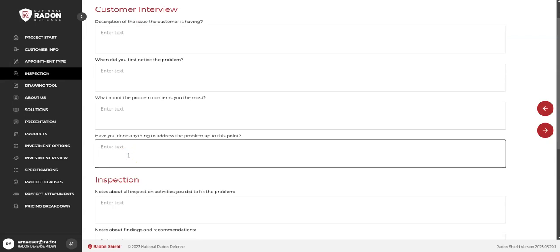And then you're going to say, have you done anything to address the problem up until this point? This is important because you're going to find out if they've called other people. You're going to find out if they've done anything on their own that they felt the need to do that could affect your outcome or the solution that you offer them later on, right?